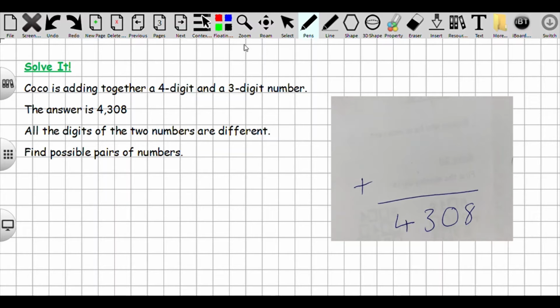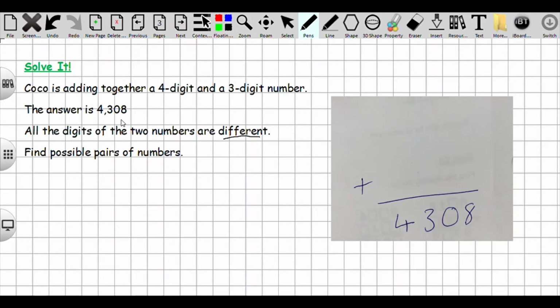Now, solve. It says Coco is adding together a 4-digit and a 3-digit number. The answer is 4,308. All of the digits of the two numbers are different. Find the possible pairs of numbers. Now, remember, a digit is simply 0, 1, 2, 3, 4, 5, 6, 7, 8, 9. Those are all of the digits that we can use. And she said all the numbers are different to make this answer. So the sum of these numbers will create 4,308.